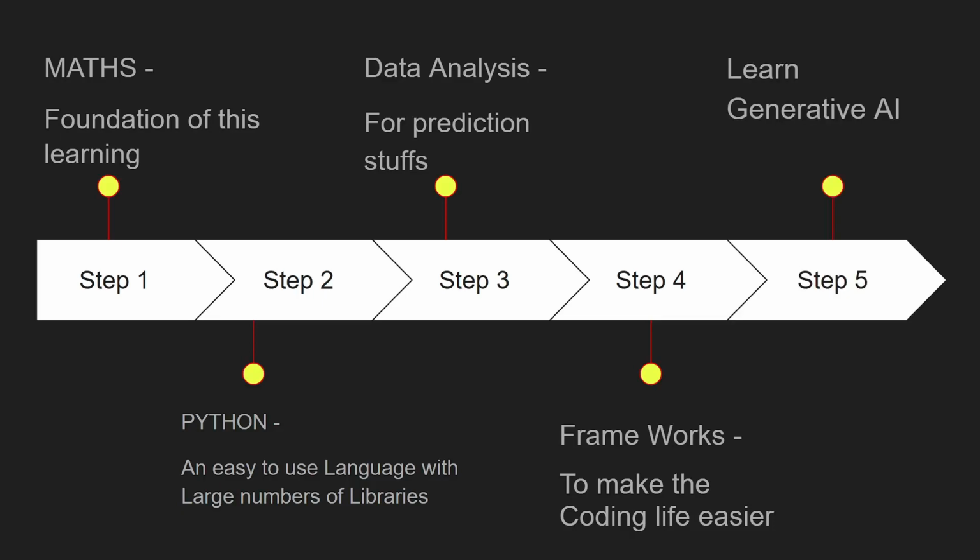Step 5 is learning generative AI. When you are packed up with these 4 steps, your fifth step should be learning generative AI. And there is a hidden step 6 also, which is practicing. Practicing is the step 6, and you should have a lot of practice. Okay, so let us move on and begin with the first step.